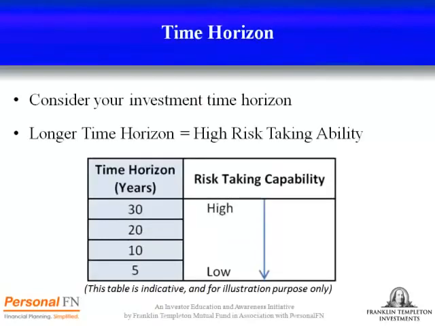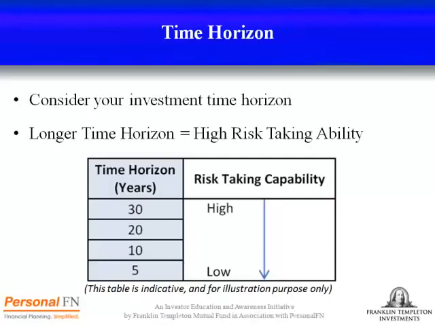Time horizon. Consider your investment time horizon. Asset allocation is also determined on the basis of the time horizon in which you wish to accumulate an amount for your future goal. A longer time horizon is equal to high risk-taking ability. The longer your time horizon, the higher the amount of risk you can afford to take.